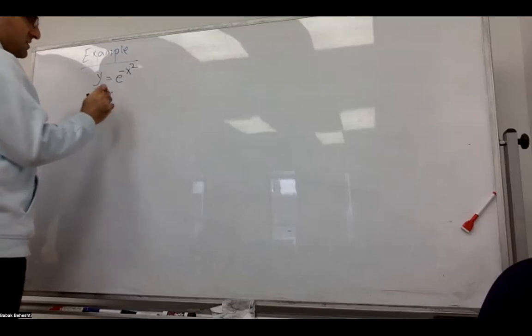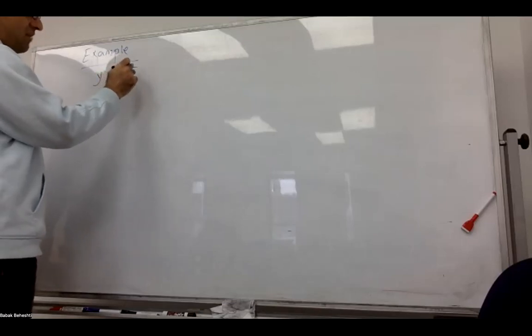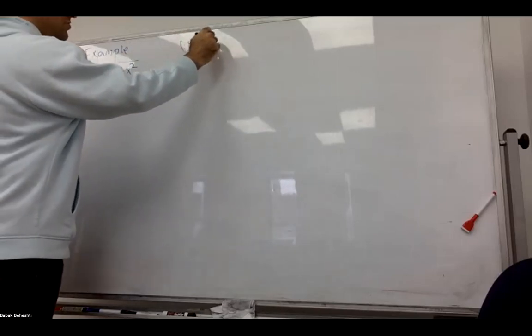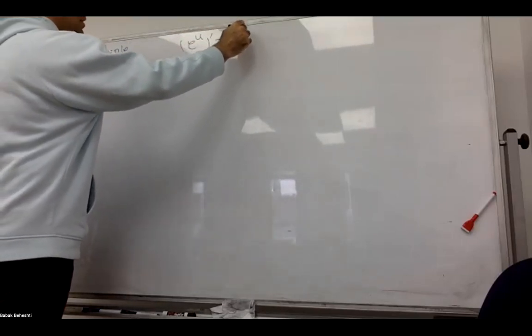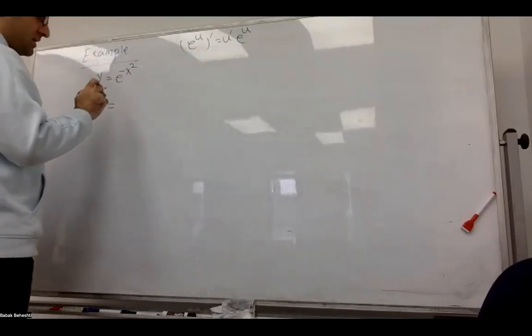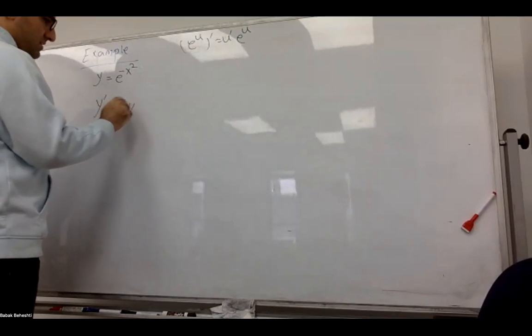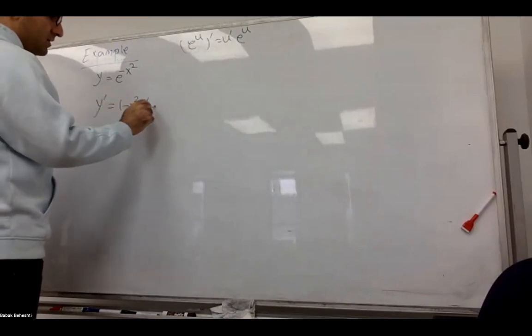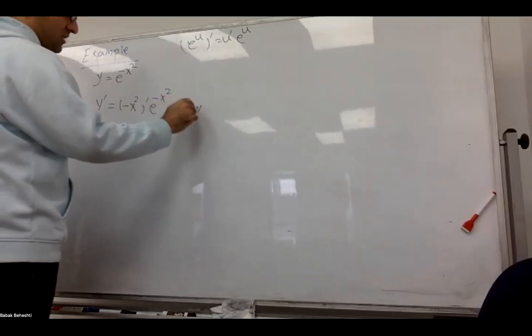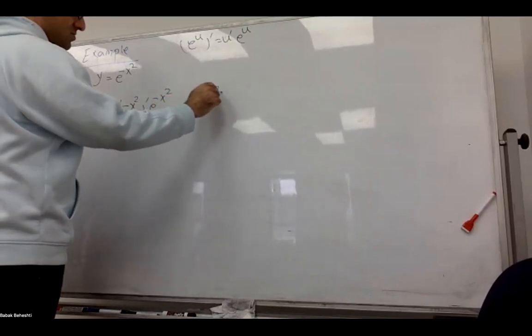I compute the first derivative. Y prime is, so here is e to the power u. Remember that the derivative of e to the power u is equal to u prime e to the power u. So the derivative of e to the minus x squared is minus x squared prime e to the power minus x squared, which is equal to minus 2x e to the power minus x squared.